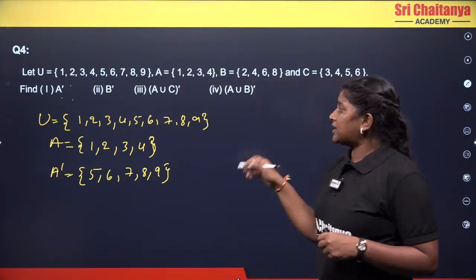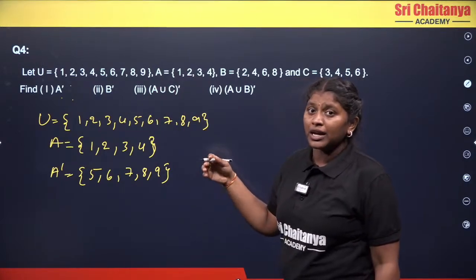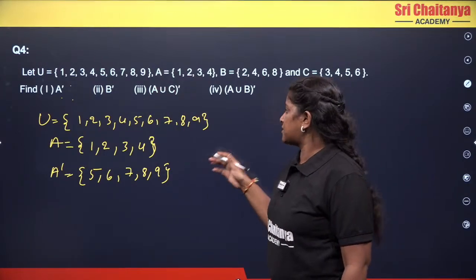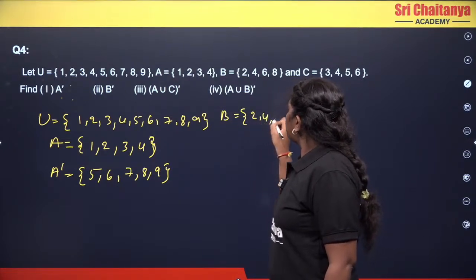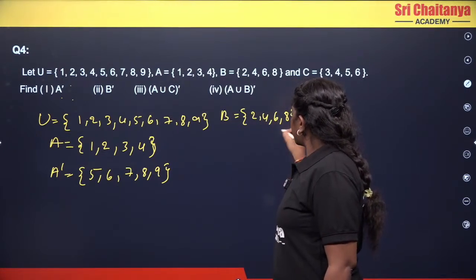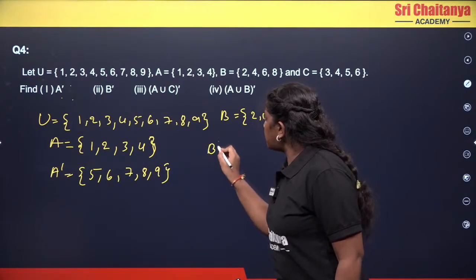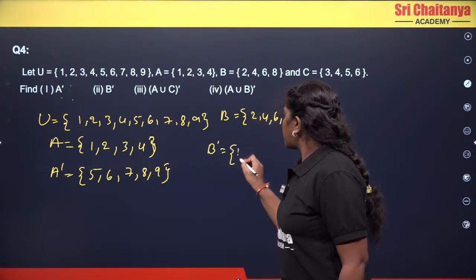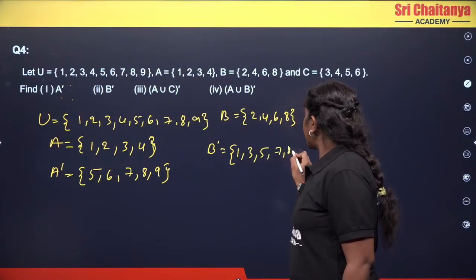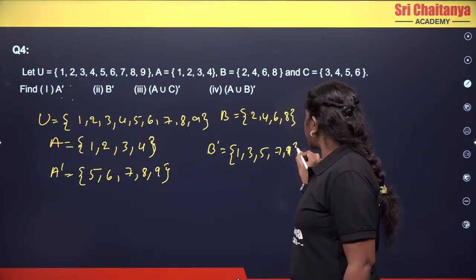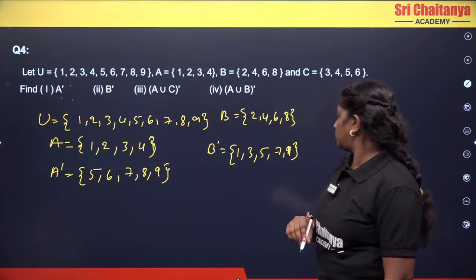Okay. Now let's see the B complement. B complement means we are going to remove the elements of B from the universal set. So B is the set of 2, 4, 6 and 8. From the universal set, just remove these 4 elements. So we will get B complement equals the set of 1, 3, 5, 7 and 9. Okay. So is anything still left? No, right?